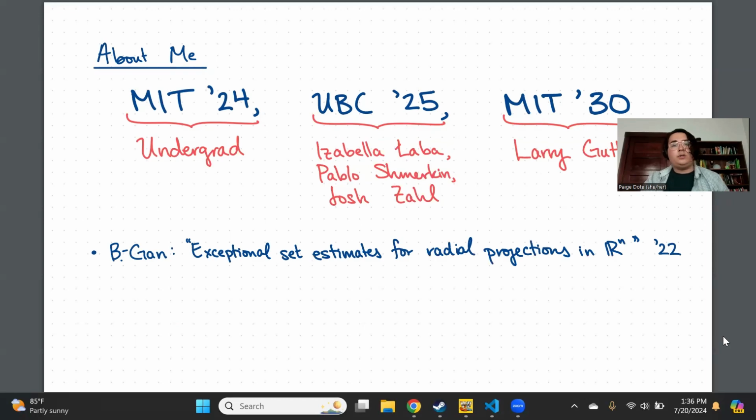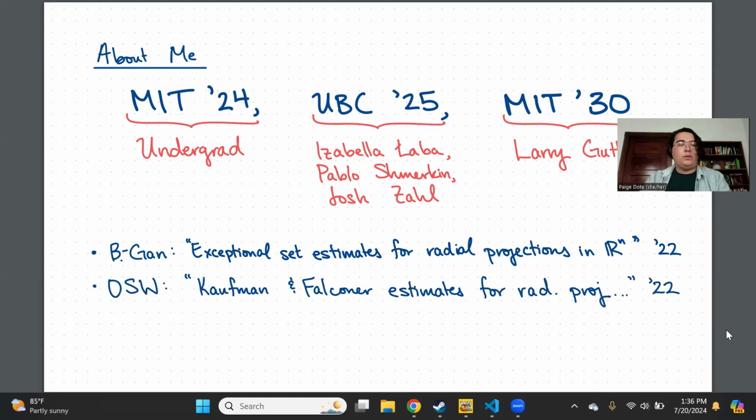I started getting into research in 2022 with Xiangwen Gan, studying exceptional set estimates for radial projections. This is how I sort of got into this area in the first place. And then about a month or two later, Orponen, Shmerkin, and Wang came out with Kaufman and Falconer estimates for radial projections and a continuum Beck's theorem. I think this result is very cool. The tools that go into it are very neat.